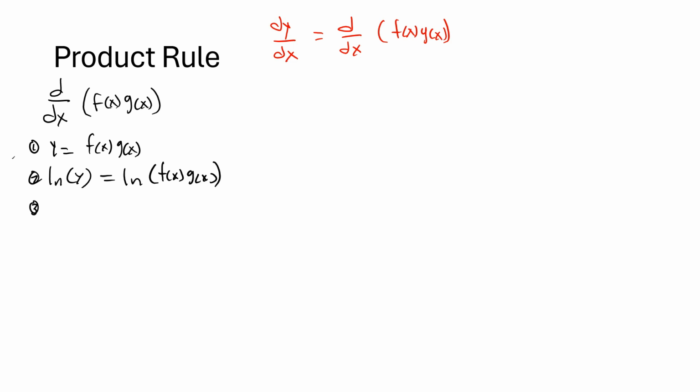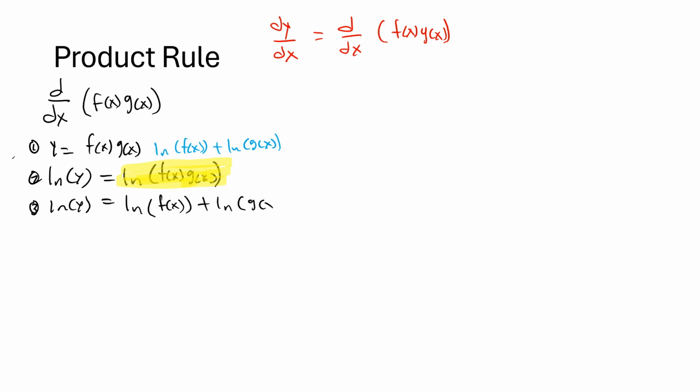Because we know that, again, it's going to be the right side for all of these. So the right side here will split into the natural log of f of x plus the natural log of g of x, because if there's multiplication in the argument here, then we can do the addition. So we'll get the natural log of y equals the natural log of f of x plus the natural log of g of x.